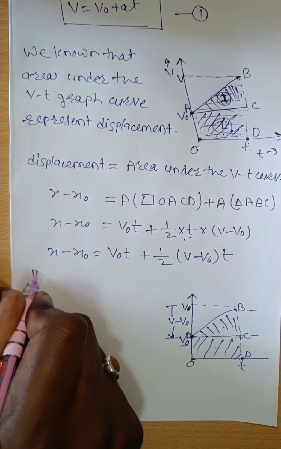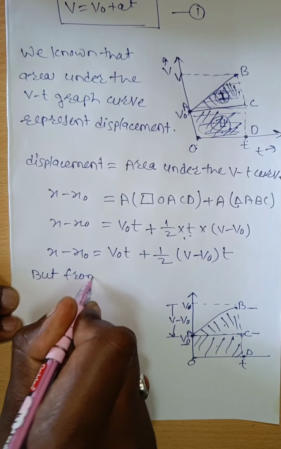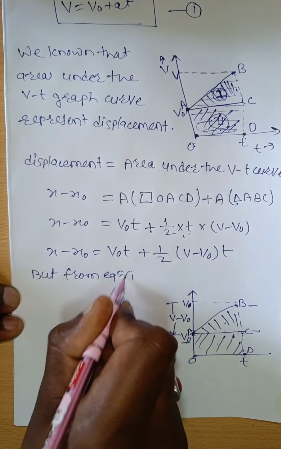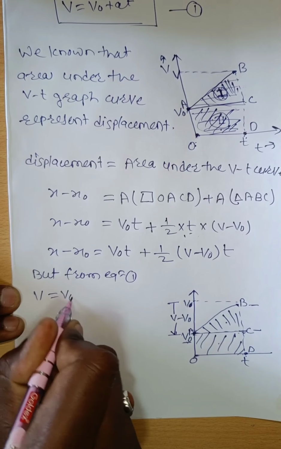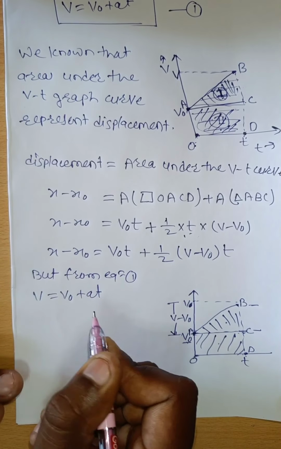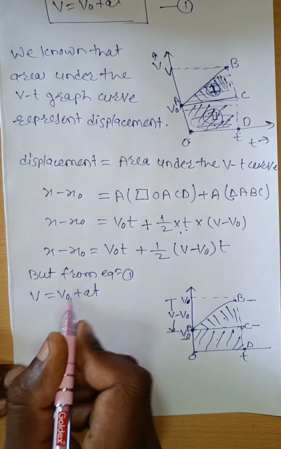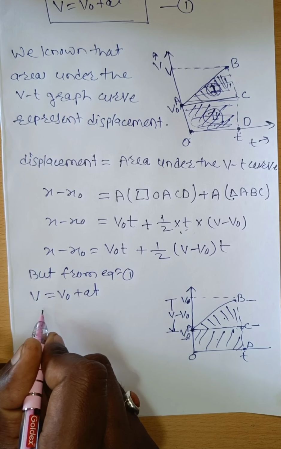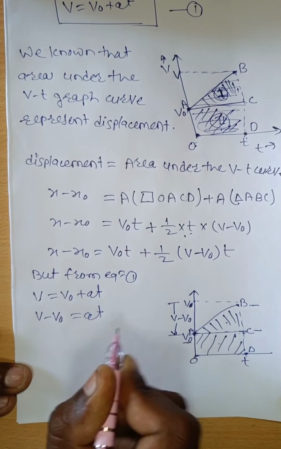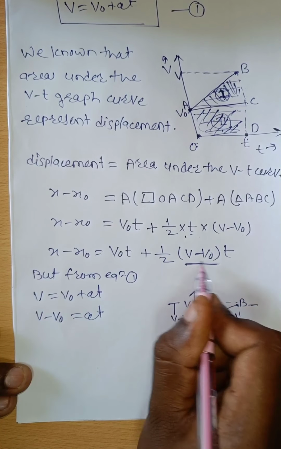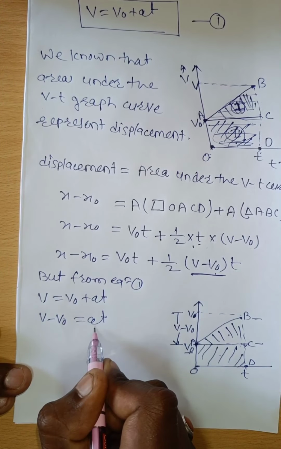But from equation 1, what is equation 1? v is equal to v naught plus at. Then we have to shift this v naught to the left, so v minus v naught is equal to at.